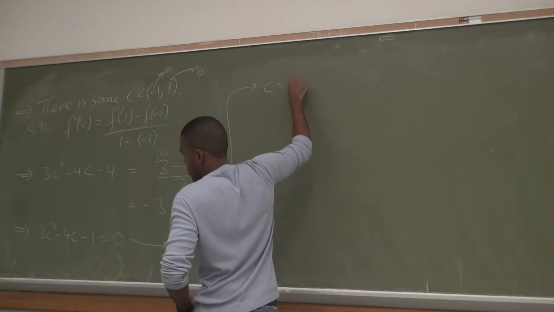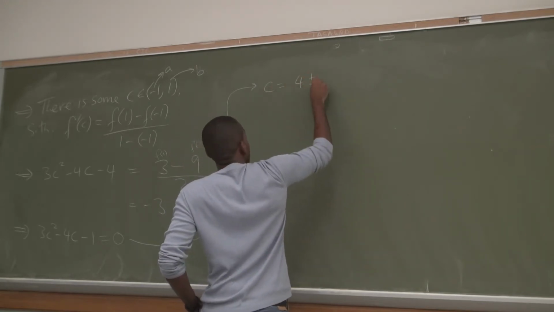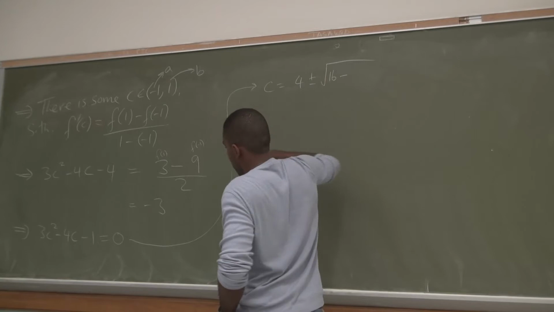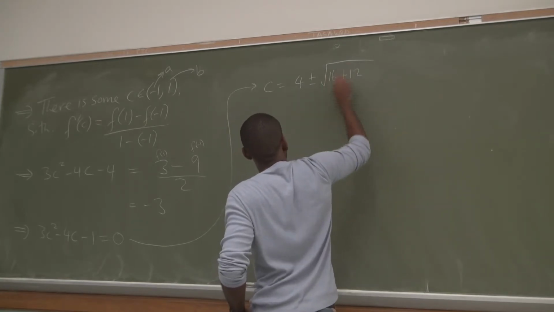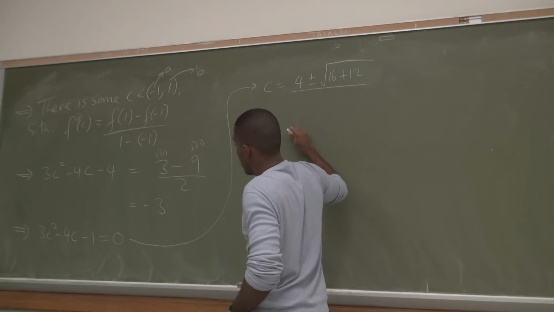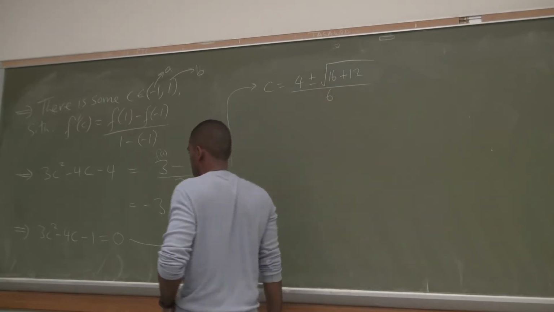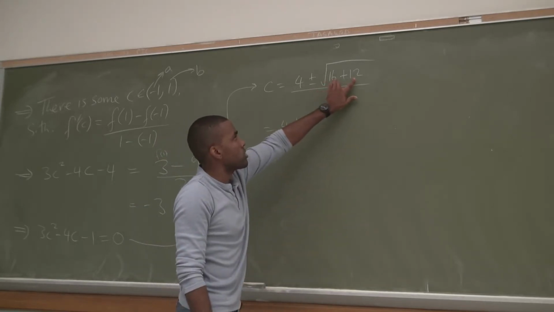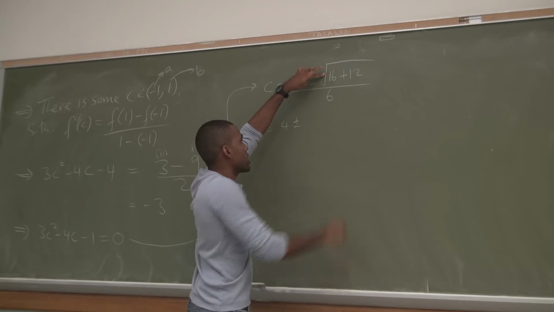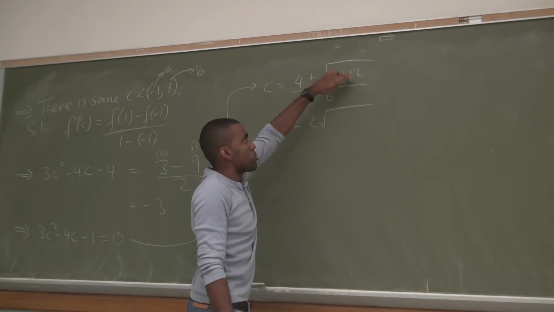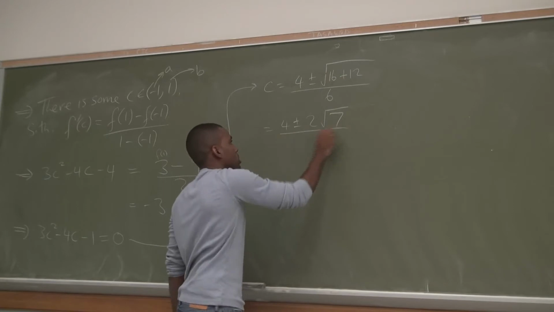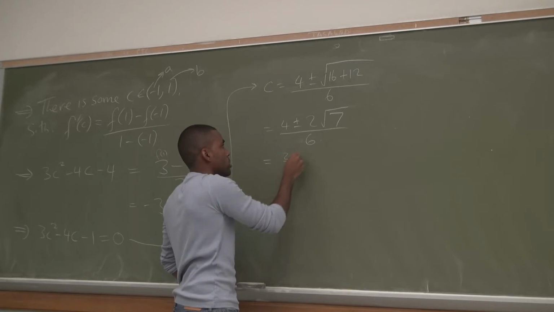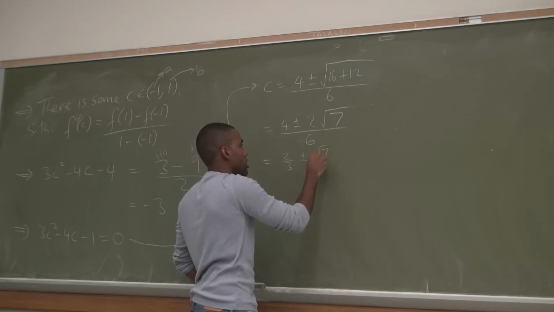Minus b plus or minus the square root of b squared minus 4 times a times c, so that becomes plus 12, over 2a. That's 4 plus or minus, I can factor 4 out of 16 and 12. When I pull it outside the radical, that becomes 2. This would be 4 plus or minus 2 radical 7 over 6. So this means I have 2/3 plus or minus radical 7 over 3.